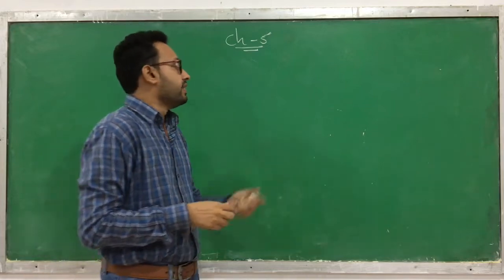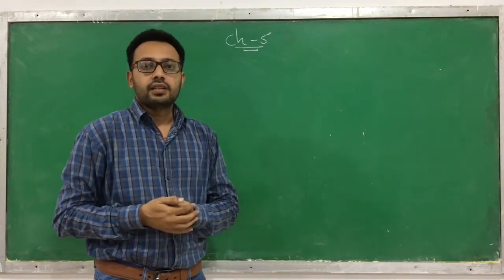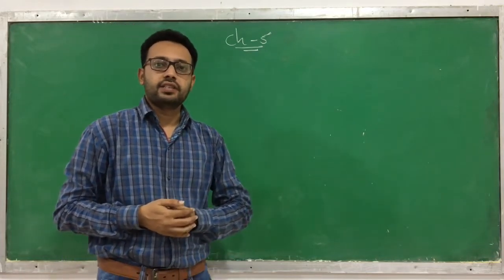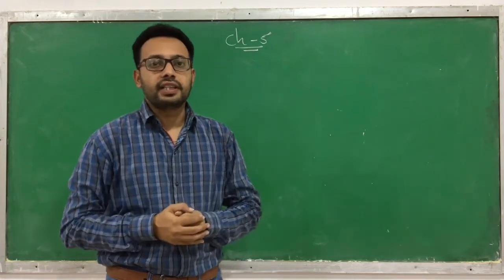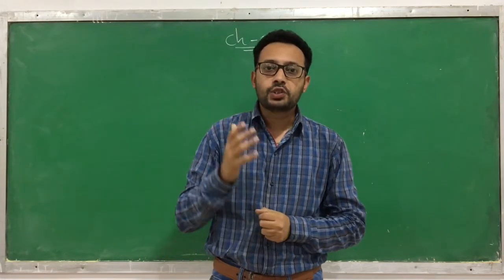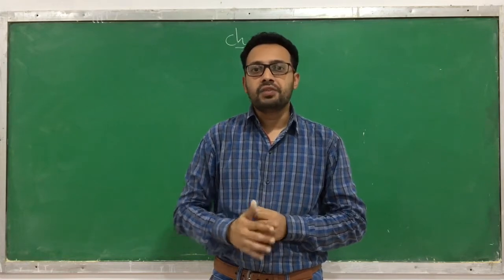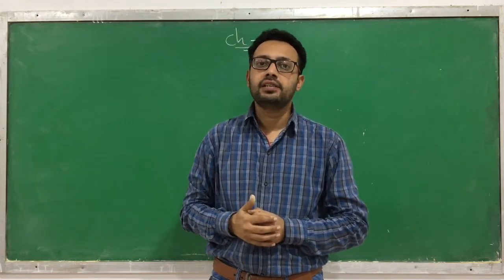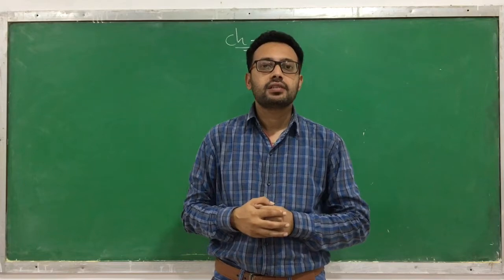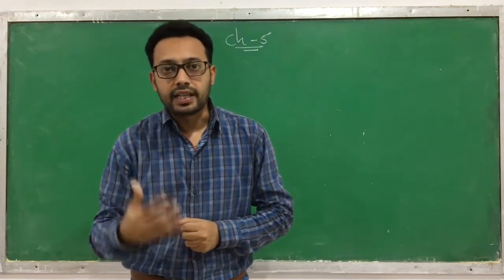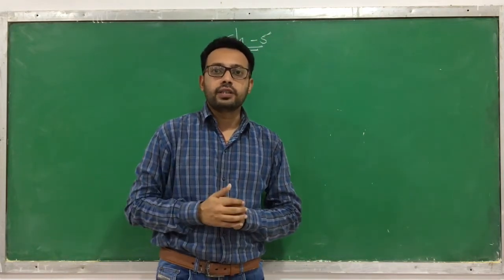Students, we were discussing chapter number 5, the principle of inheritance and variation. In this chapter till now we have studied Mendel's monohybrid experiment. We have also discussed in the last session Mendel's dihybrid experiment. We have also discussed incomplete dominance and codominance.